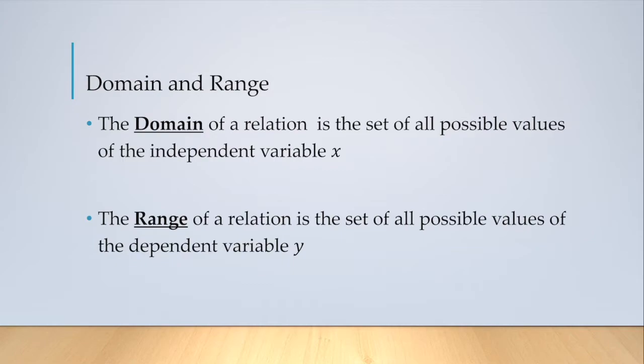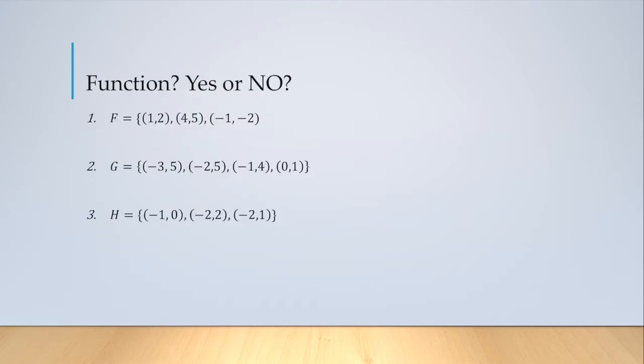So the domain of a relation is the set of all possible values of the independent variable x. And the range of a relation is the set of all possible values of the dependent variable y. I know I've said this a million times, but I'd really like to mention it so we're all on the same page. So let's determine if these three relations are functions. I like to do that by setting up an XY map, a drawing. So here I have 1 and 2, 4 and 5, and -1 and -2.